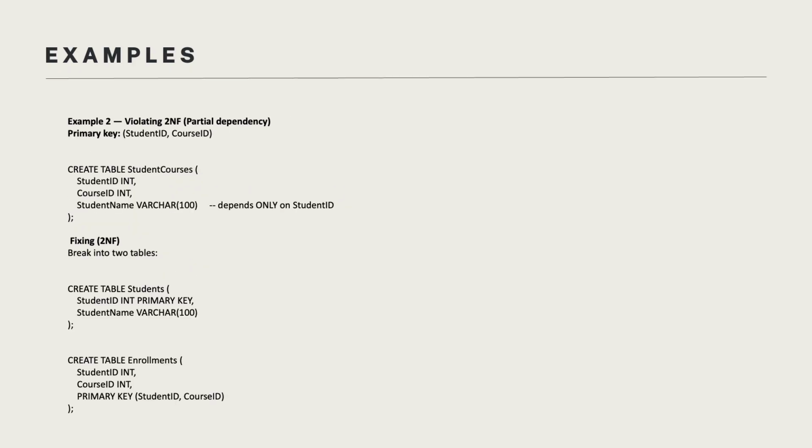Here's an example of a 2NF violation. In this table, the primary key is made of two columns, student ID and course ID. But the column student name depends only on student ID, as we discussed earlier, and not on the course ID. That means it depends on part of the primary key, not the whole key. This is called a partial dependency, and it violates 2NF. To fix it, we split the table into two. One table stores students and their names, and the second table stores enrollments. Now every non-key attribute depends on the full primary key, and the design is in 2NF.